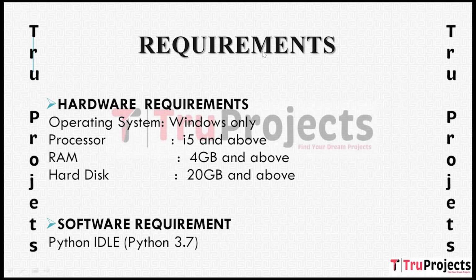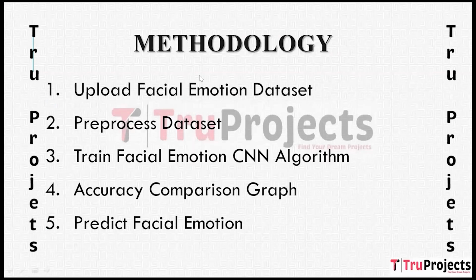Requirements. The requirements of the project are hardware requirements and software requirements. In hardware requirements, we have operating system of Windows, processor of i5 and above, RAM of 4 GB and above, hard disk of 20 GB and above. Software requirements. In software requirements, we have Python IDLE with 3.7 version.